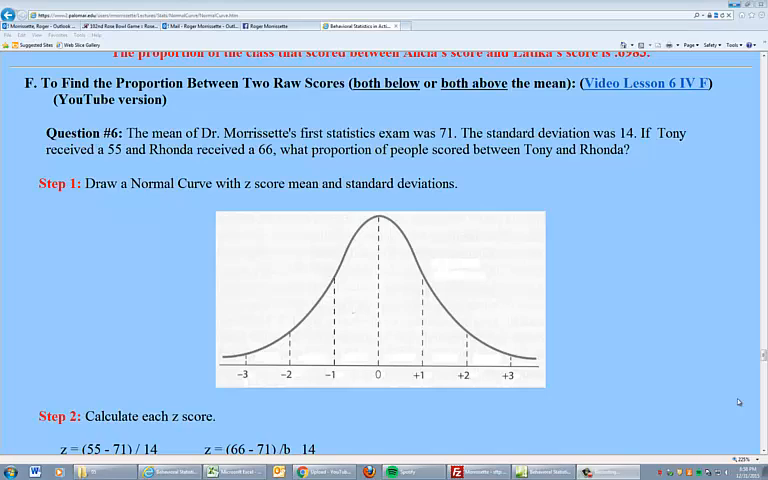All right, now to find the proportion between two raw scores when both are below or both are above the mean. Again, we start with the same data. There's a mean of 71, a standard deviation of 40. The question is, if Tony received a 55 and Rhonda received a 66, what proportion of people scored between Tony and Rhonda? Step 1 is the same, draw a graph.